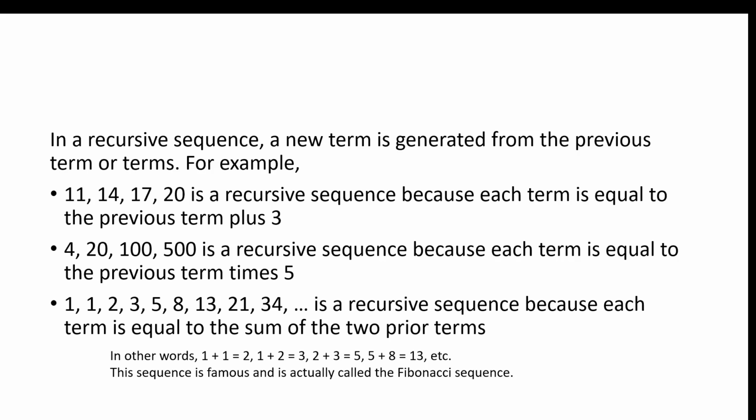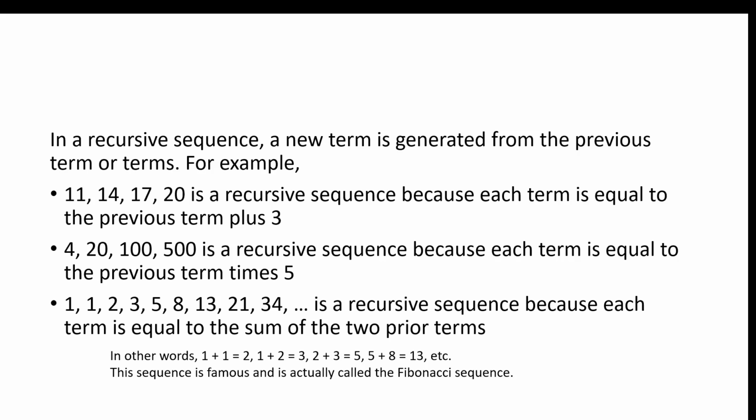In a recursive sequence, a new term is generated from the previous term or terms. So for example, 11, 14, 17, 20 is a recursive sequence because each term is equal to the previous term plus 3. There's a pattern. 4, 20, 100, 500 is a recursive sequence because each term is equal to the previous term times 5. There's a pattern. The next one is famous.